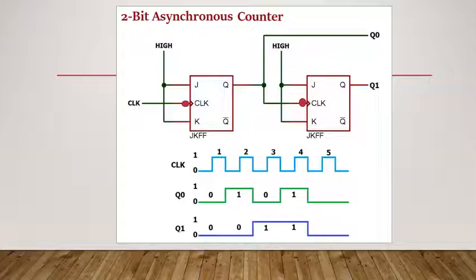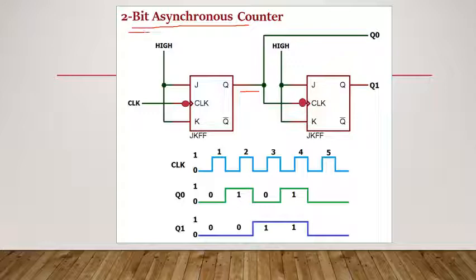So let us now try to understand the working of a 2-bit asynchronous counter. So how is this asynchronous? We can see the clock signal is going to the first flip-flop and it is not shorted to the clock of the next flip-flop. The next flip-flop's clock signal is coming through the Q output of the first flip-flop. So this is acting as an asynchronous counter.